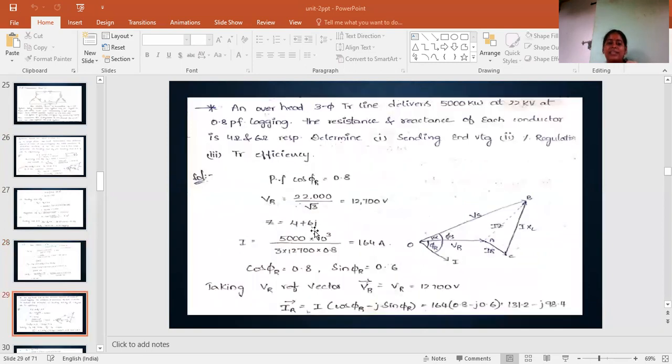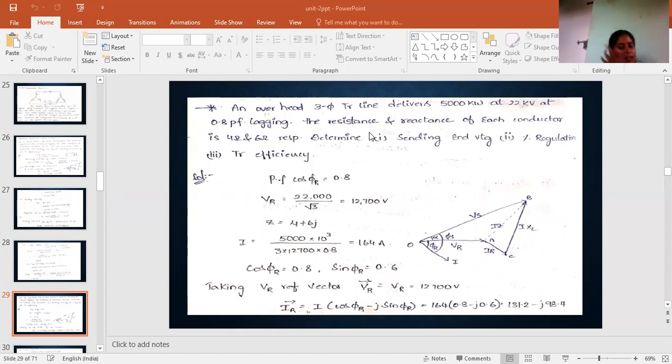And the second problem, note down the problem. An overhead three-phase transmission line delivers 5000 kilowatts at 22 kV at 0.8 power factor lagging. The resistance and reactance of each conductor is 4 ohms and 6 ohms respectively. In the given data, only resistance and reactance values are there, so this is a short transmission line problem.